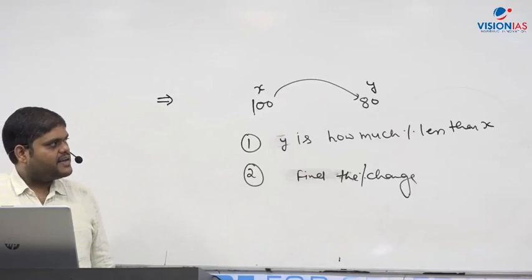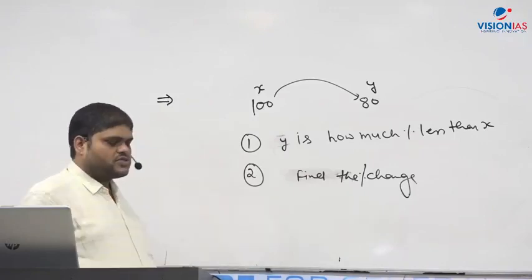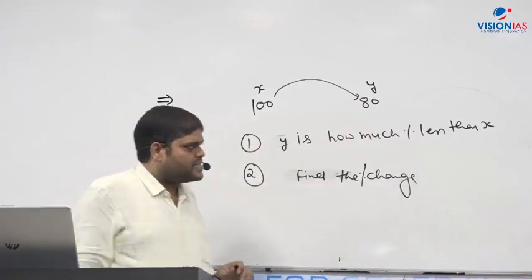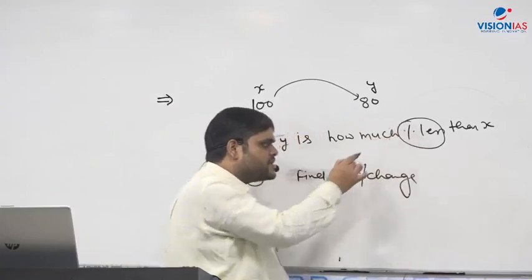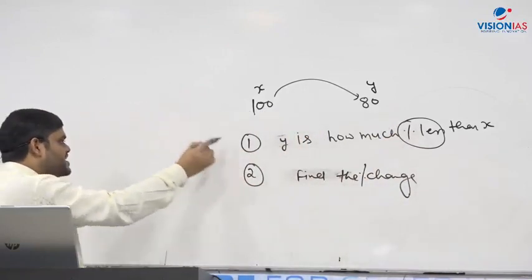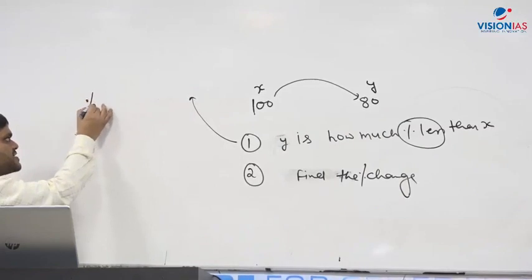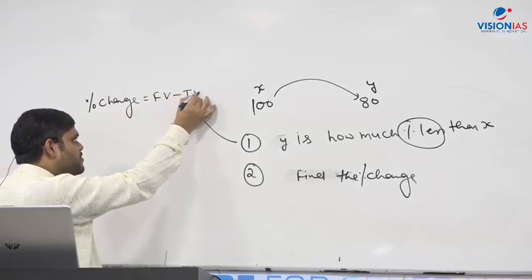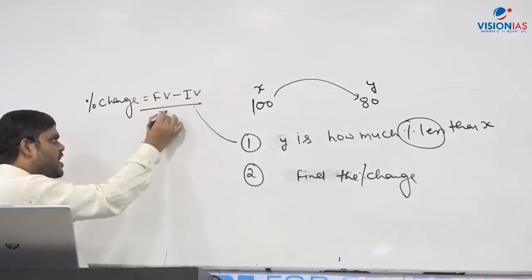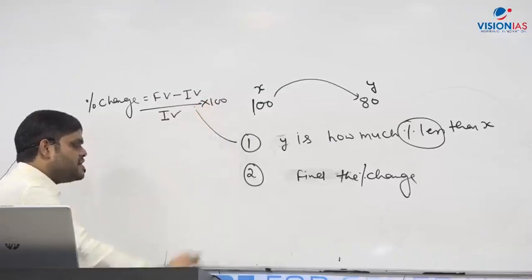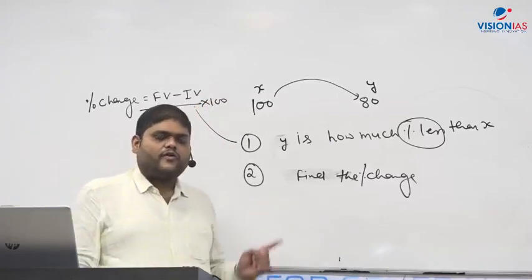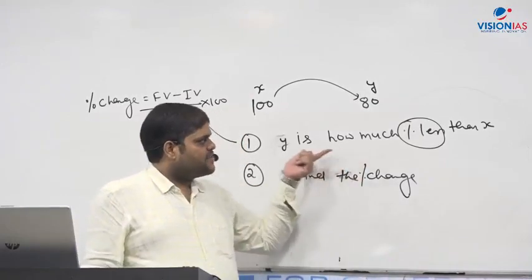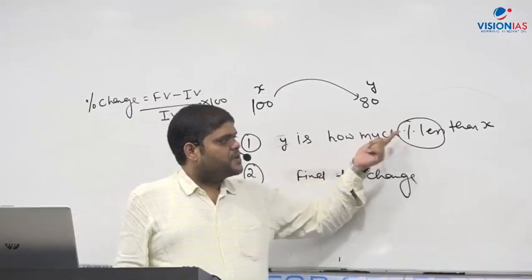Final value and initial value, okay. See this question itself: Y is how much percent less than X. The first concept is that whenever percent of less or percent of more is coming, they are asking the percent of change, and percent of change is (final value minus initial value) upon initial value into 100. Initial value is basically the reference point. And the reference point here is, Y is how much percent less than X.